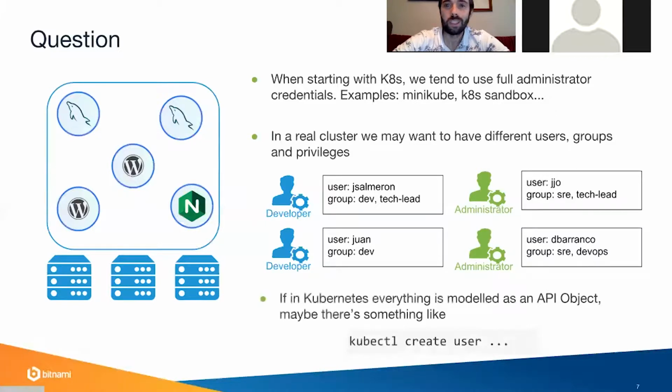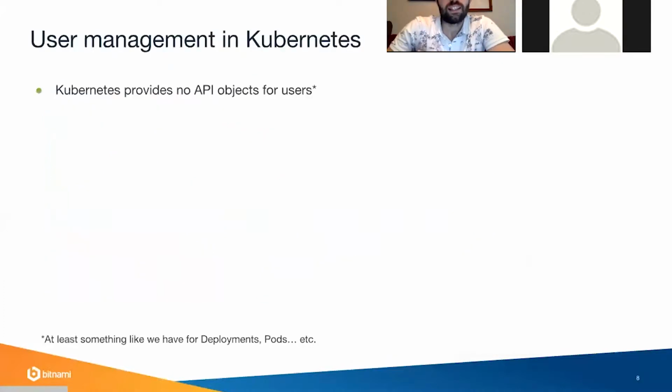So one may think, well, if everything can be modeled as an API object, just like we have pod creation, deployment creation, service creation, this basic concept with Kubernetes, maybe there is a kubectl create user, for example. The thing is that it's not the case in Kubernetes, because Kubernetes provides no API objects for users. There is an API concept like users, but it's not like deployments or pods that support create, read, update, or delete operations. You cannot create, delete, and update them in Kubernetes.